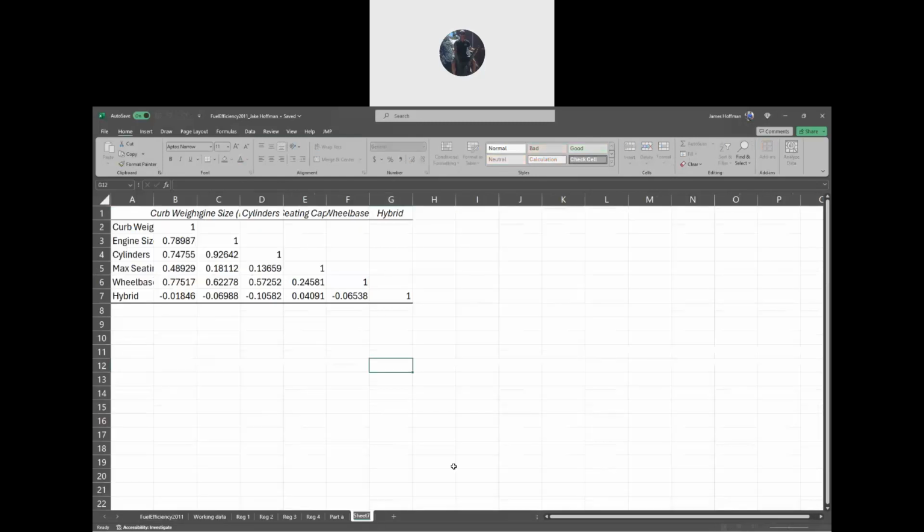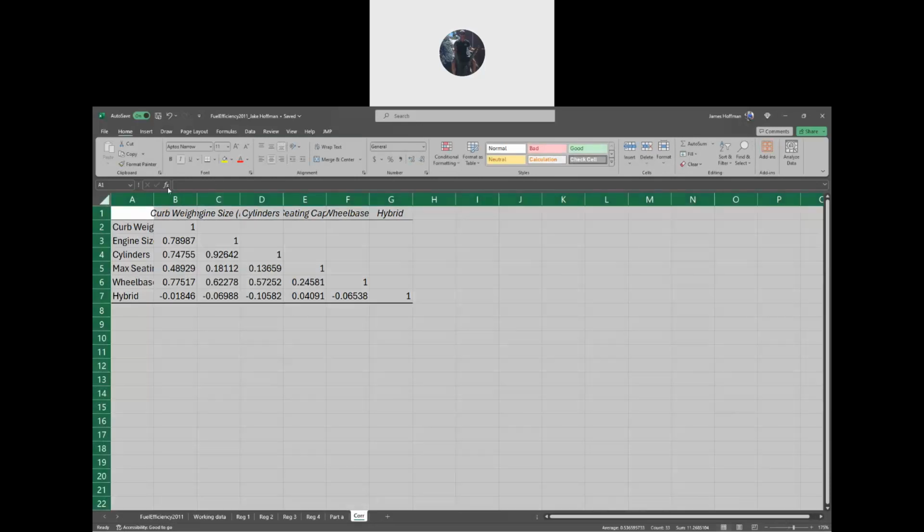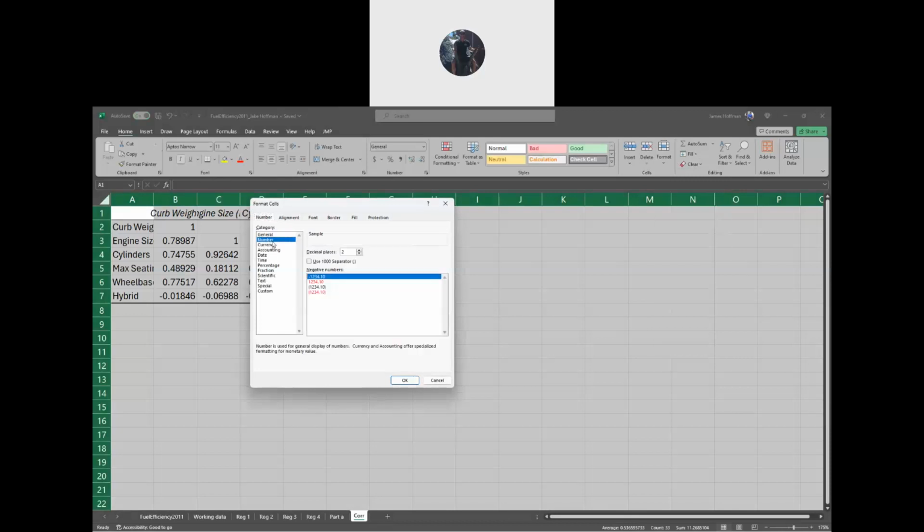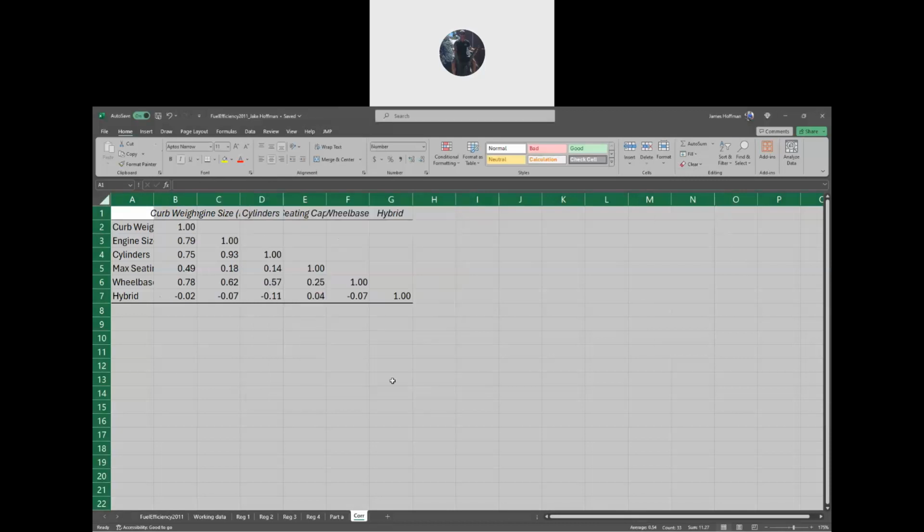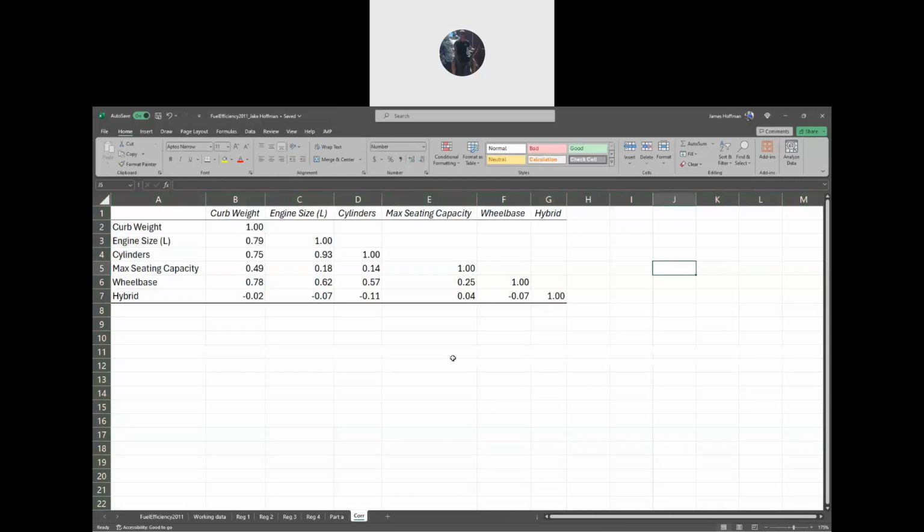Okay, so let's call this correlations. All right, so let's take a look at what we got here. I'm just going to reduce the decimals: format cells, number, 2 decimals, comma. And I'm also going to make it so we can see the titles: format, autofit column width.